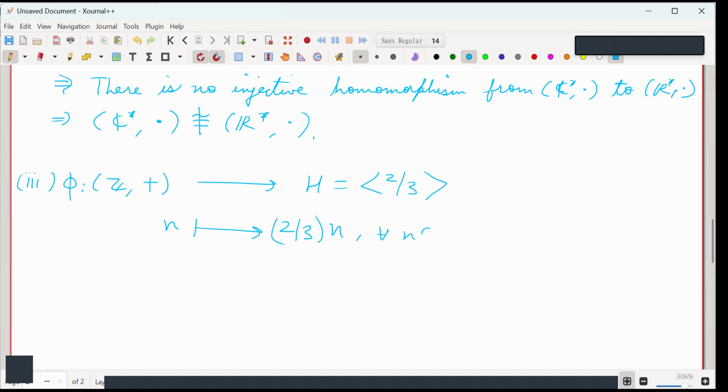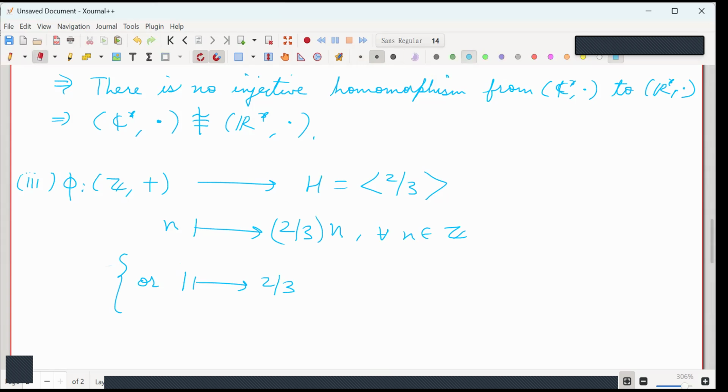For all n belongs to Z. Or simply I can write phi, or is it okay if I just define the image of 1? Yes, sir, since this is cyclic. This is cyclic, so everything will be generated, right?